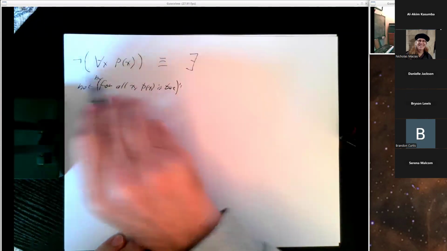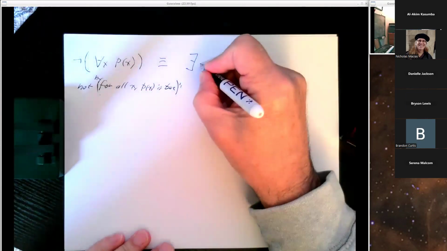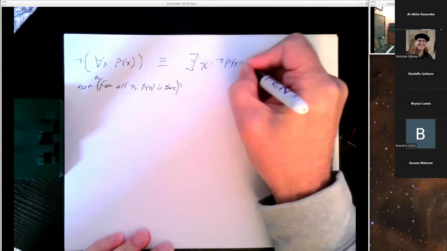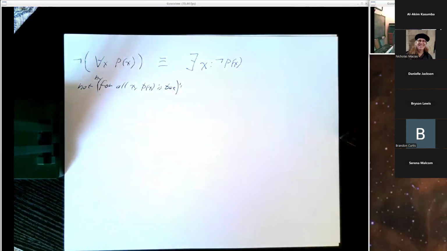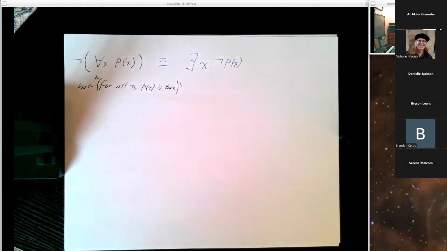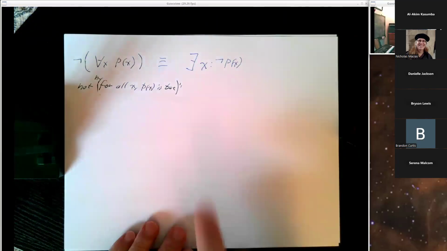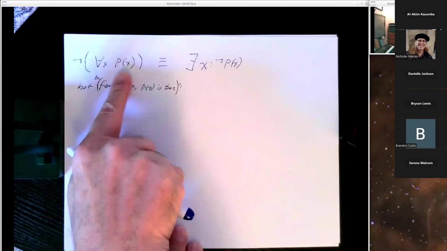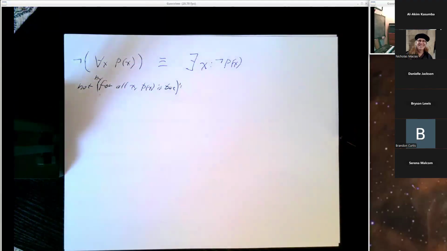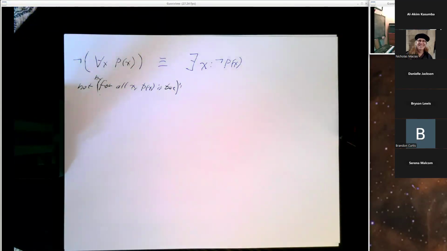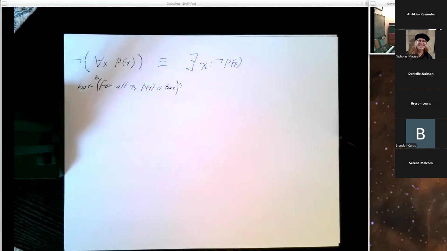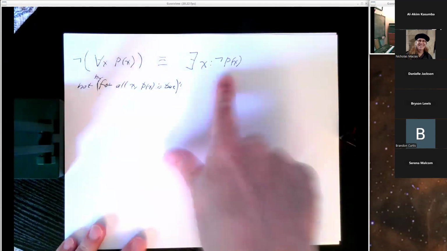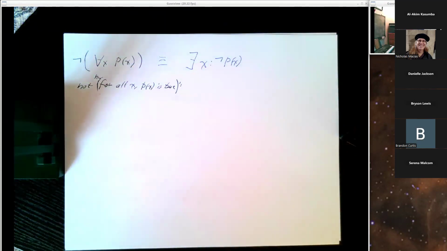So to prove that this is true, all we have to do is find that there exists one x such that not P of x. And if there exists at least one x where P is false, then we know that we can't say for all x, P of x is true. So we can bring this negation inside, but we have to switch the all to an exists.